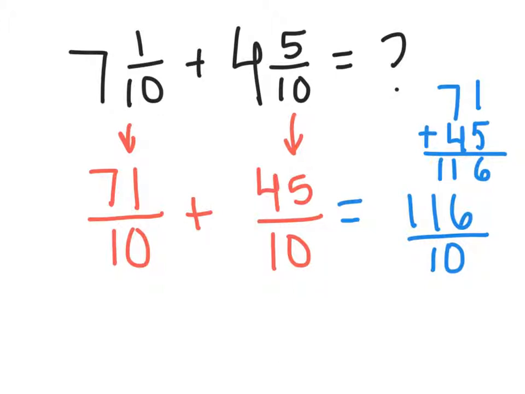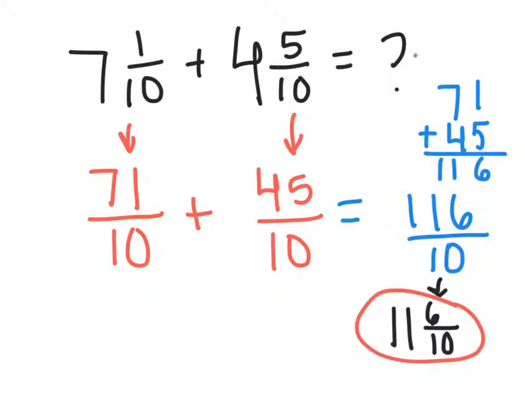Now, we don't ever want to leave anything as an improper fraction. So, we want to change it to a mixed number. 116 tenths, how many full groups of 10 can we pull out of 116? Sabrina? 11 whole groups, which would be 110. And how many are left over, Brooke? 6. So, and 6 tenths. So that is our answer. Our question mark up here equals 11 6/10.